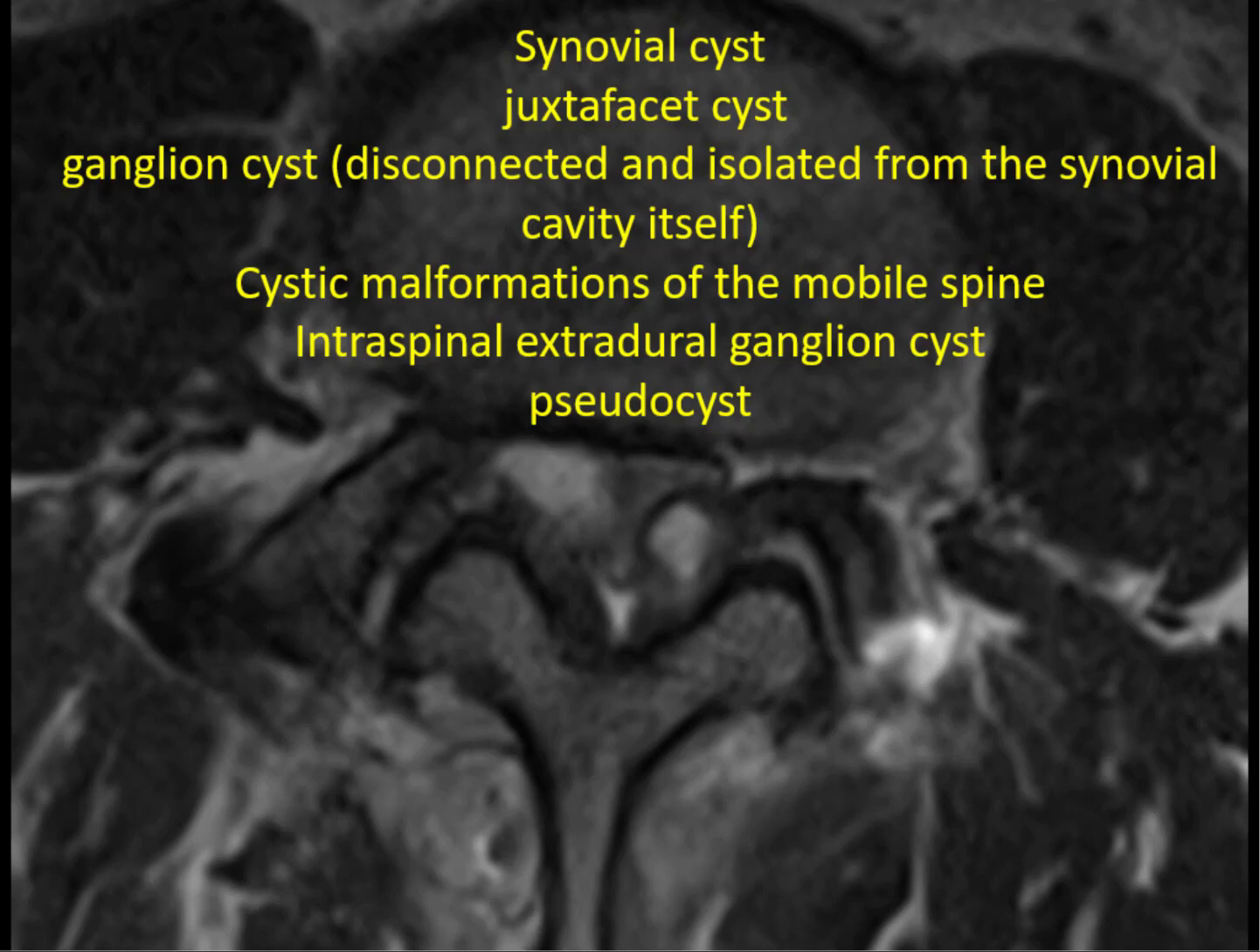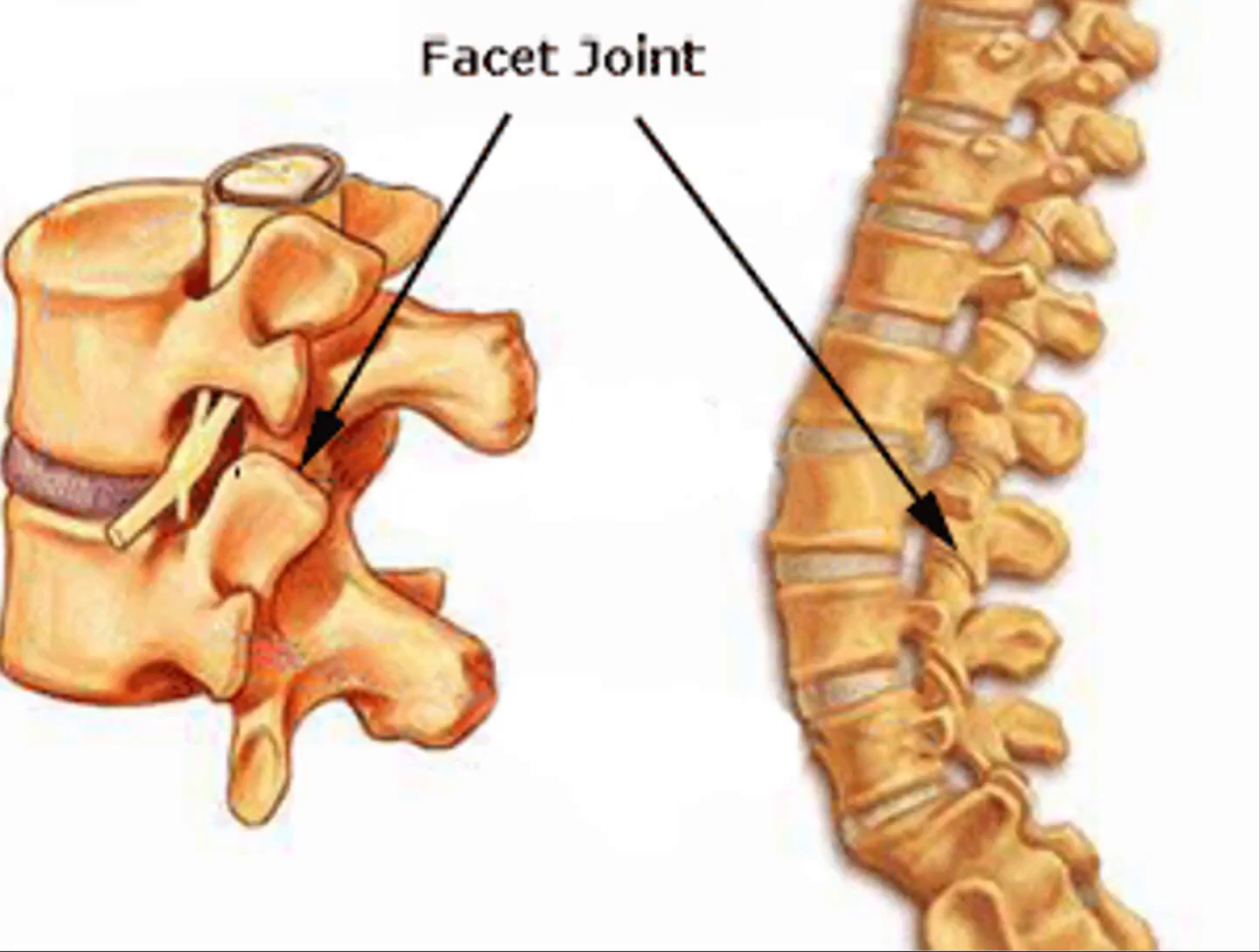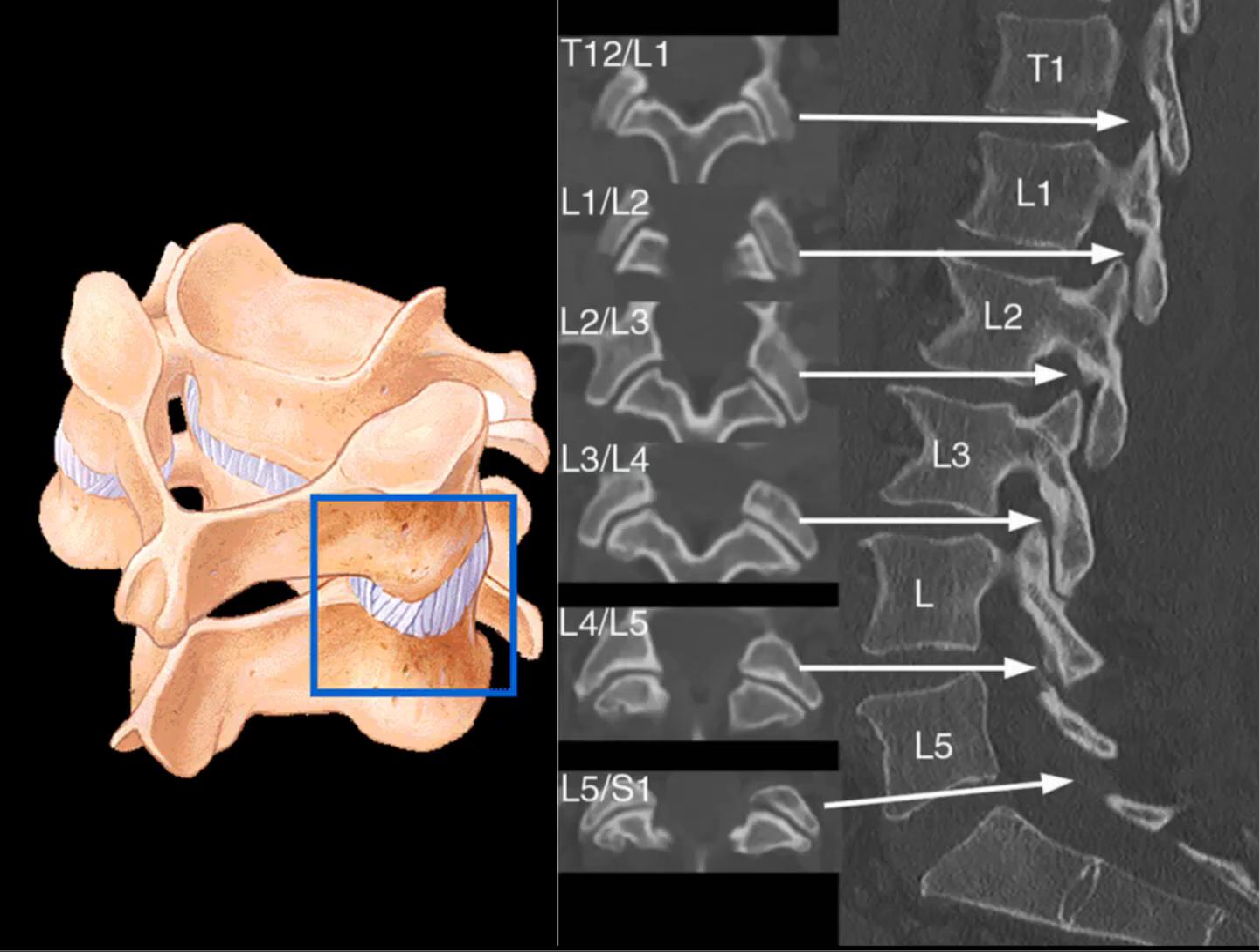Okay, so this is a synovial cyst or juxtafacet cyst, or maybe it's a ganglion cyst, or some people call it cystic malformations, mobile spine, intraspinal extradural ganglion cyst, pseudocyst. So most likely this is emanating from the facet. So the facet joint, if anybody has questions or they disagree with me, please interrupt me. The facet joint is basically a joint like a knee, but it's very small. It moves, it has a synovial capsule, and it connects 2 bones.